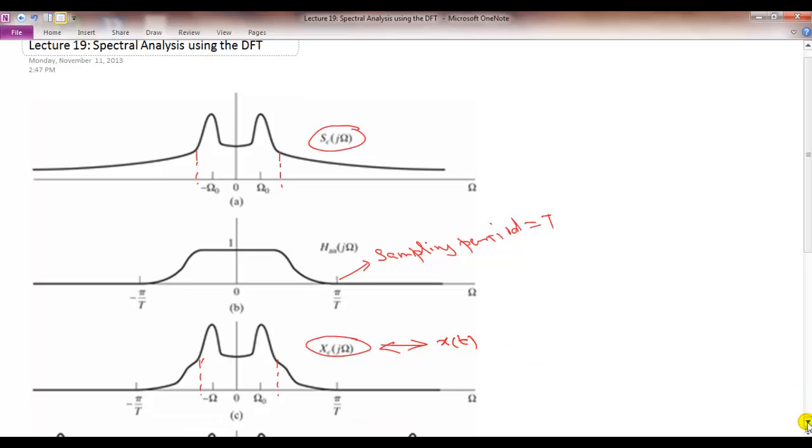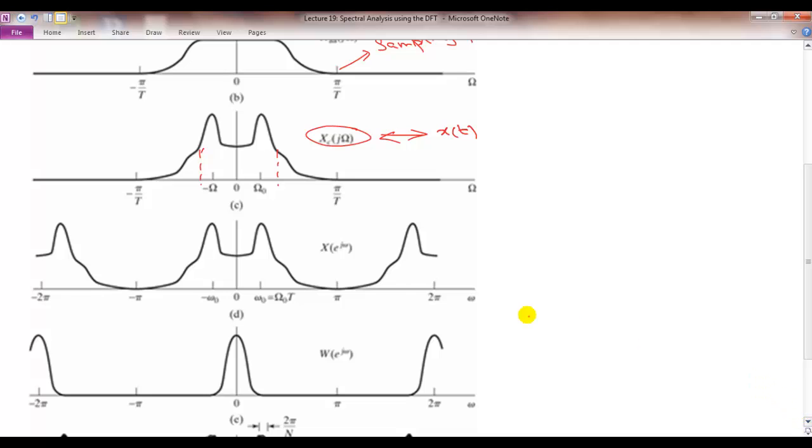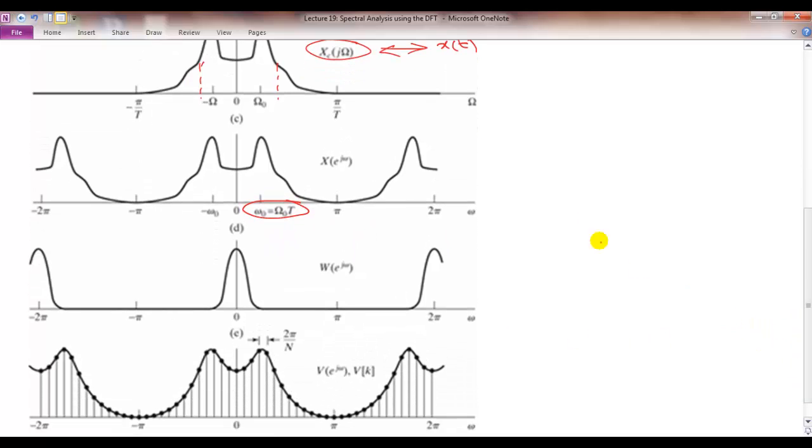Now, the next goal is, of course, that you are going to sample that. So what is sampling going to do? You are an expert on that. It's going to simply scale my frequency axis and scale the amplitude. Okay, so there will be a scaling of the amplitude here too. But what happens after that? So this is your x n's Fourier transform.